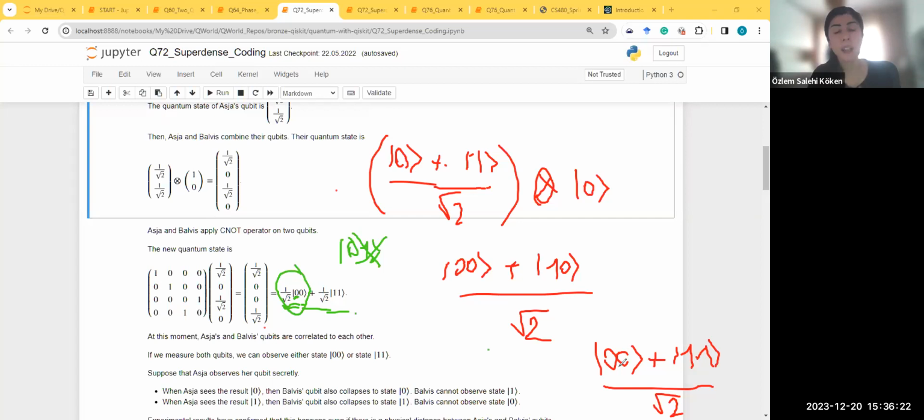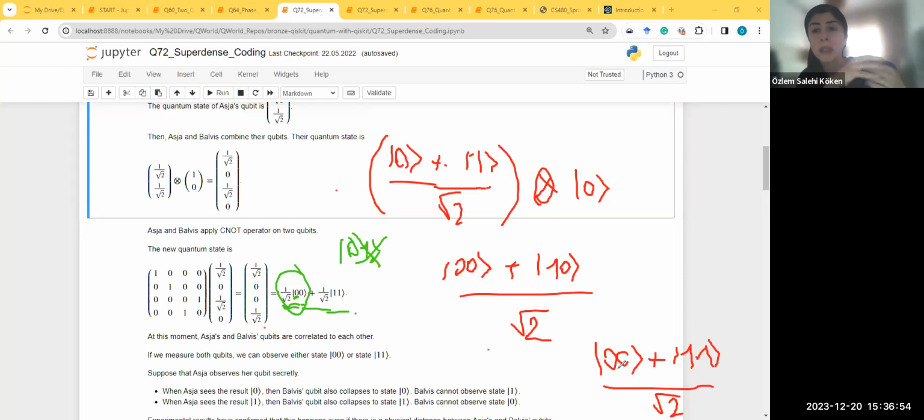So we cannot think about the quantum states of the two qubits independently. They are entangled, so they are correlated to each other. And it's not like this is something predetermined. It's happening at the moment Asya is making the measurement. At that moment, the quantum state is collapsing to either 0 or 1.